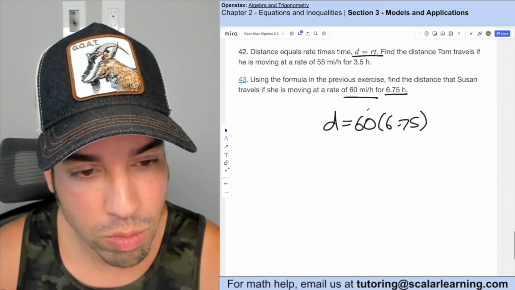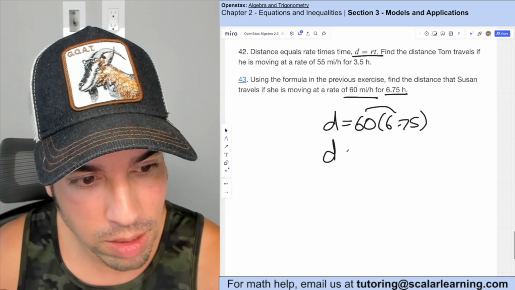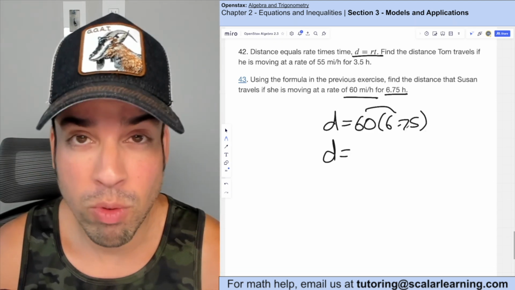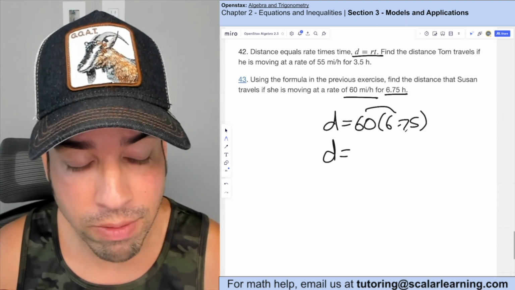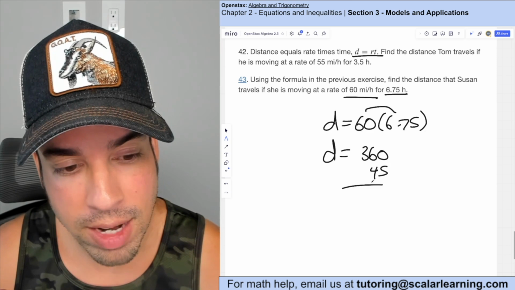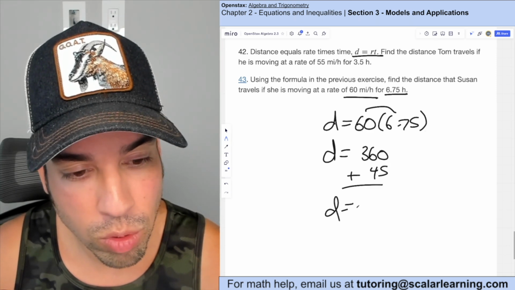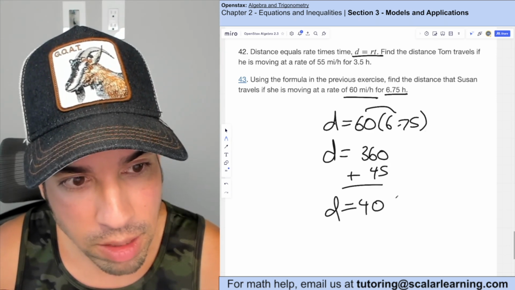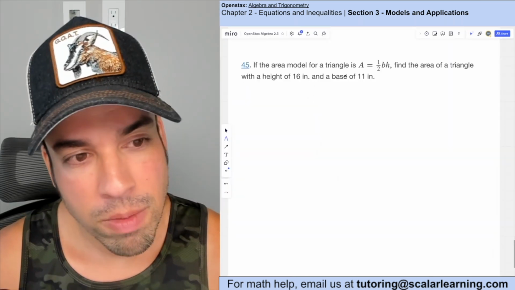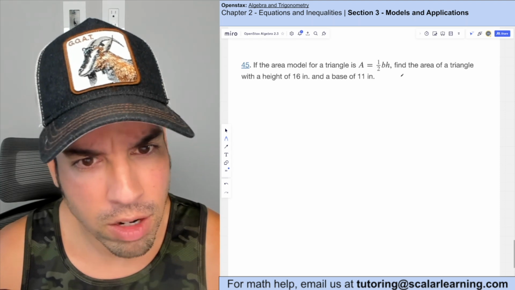Just multiply. So multiply across, and let's see if we can do it mentally. 60 times 6 is 360. 3/4 or 0.75 of 60 is 45. So it's basically 360 and 45 added together, which equals 405 miles. Boom, done.